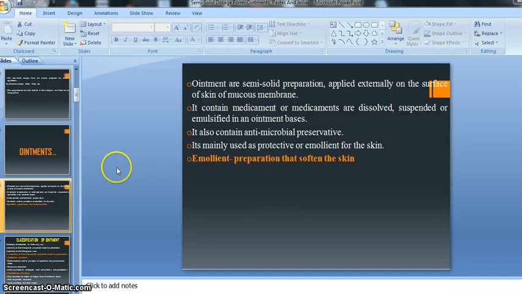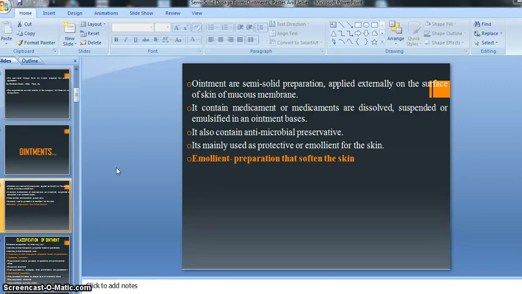So we discussed a small introduction of ointment. Ointment is a semi-solid preparation applied externally on the surface of skin or mucous membrane. In the ointment, the medicaments are dissolved, suspended or emulsified in the ointment base. So the ointment base is very necessary, as it acts as a vehicle, right?